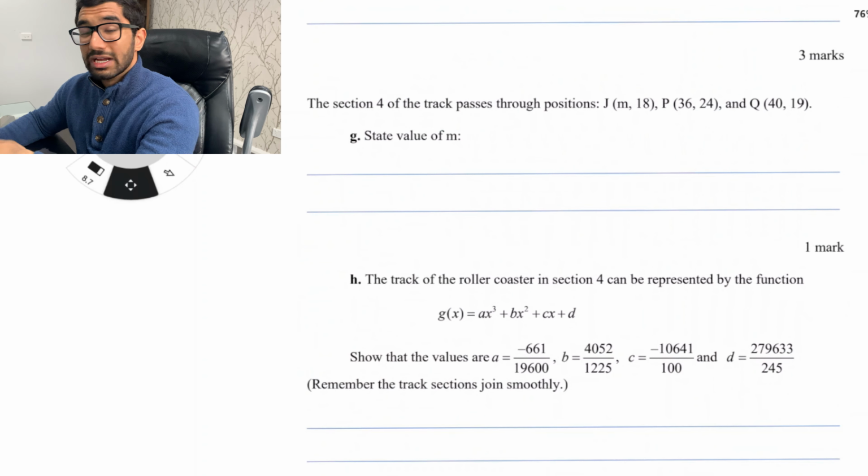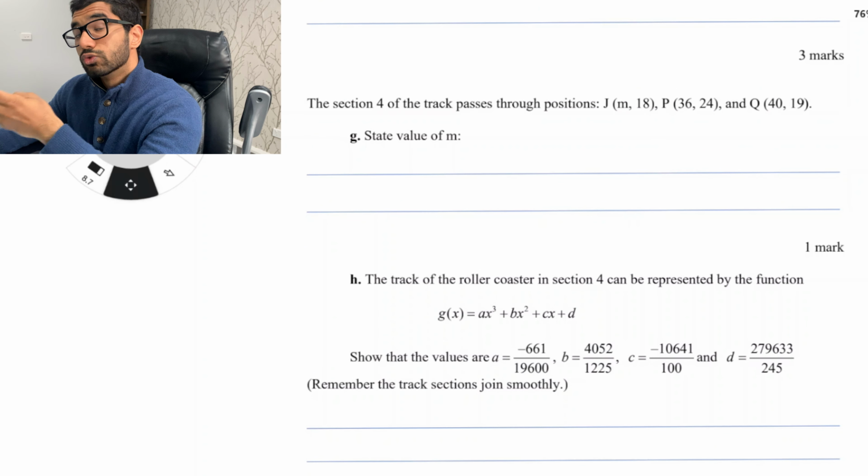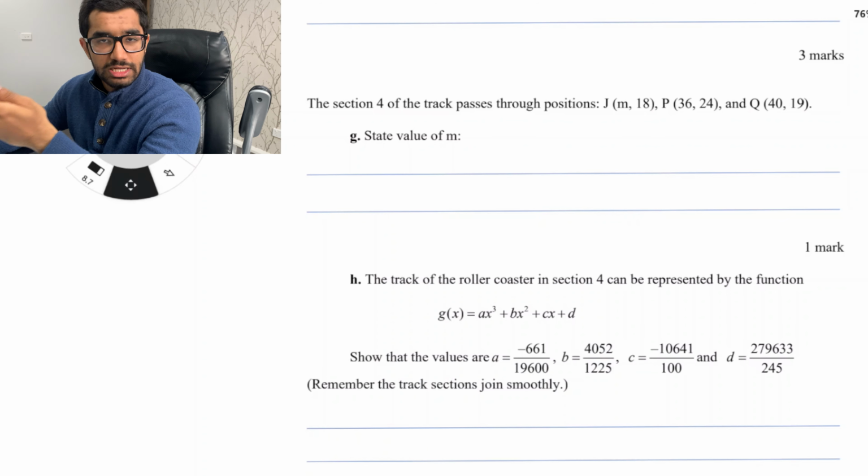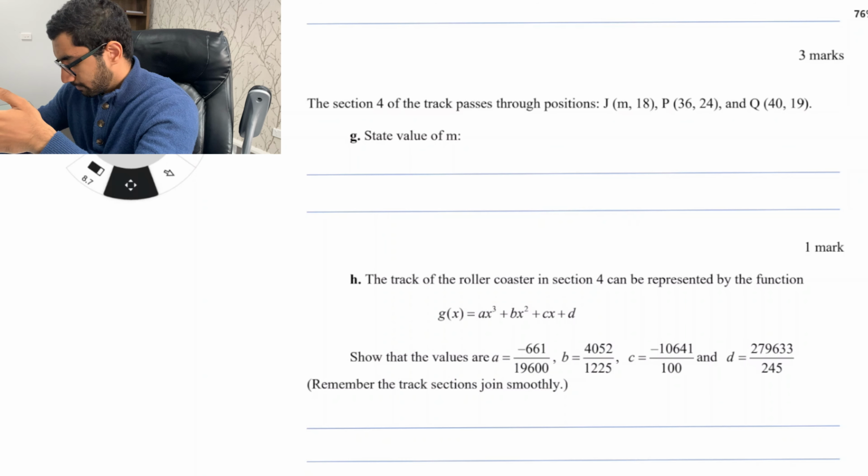Now, we have 3 points up above. That would actually give you 3 of the 4 simultaneous equations. For example, g of 36 would equal 24, g of 40 would equal 19, and so on and so forth, okay?